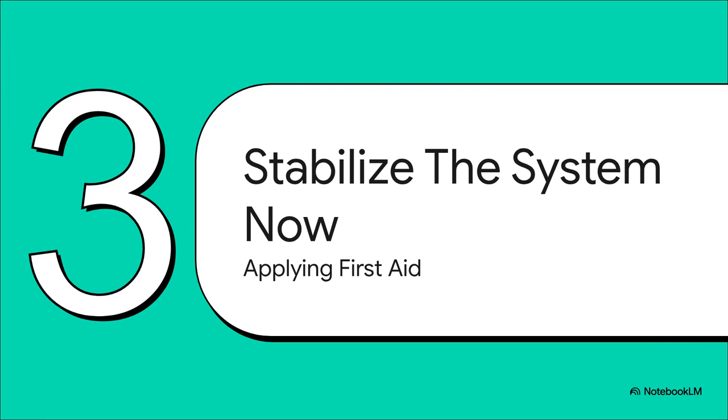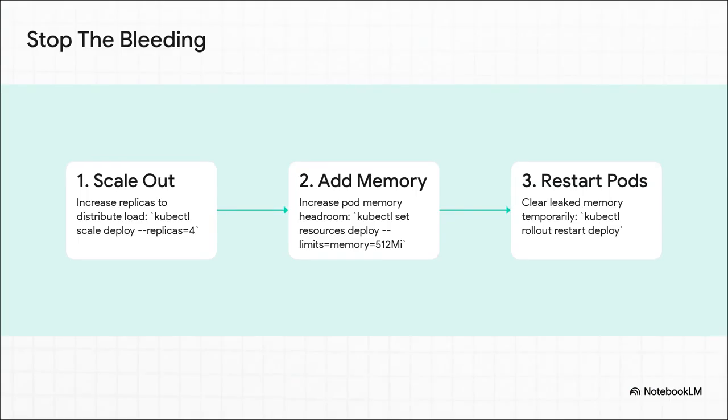Okay, we've got our evidence, but before we go any further, we need to stop the bleeding. The absolute number one priority is to get the service stable again. And here's the 3-step first aid plan to do just that. First, you scale out, add more replicas to spread the load. Second, you give the pods a bit more breathing room, a bigger memory limit. And third, you restart the whole deployment to flush out any memory that's already been leaked.